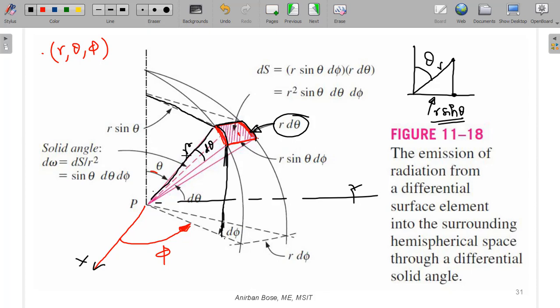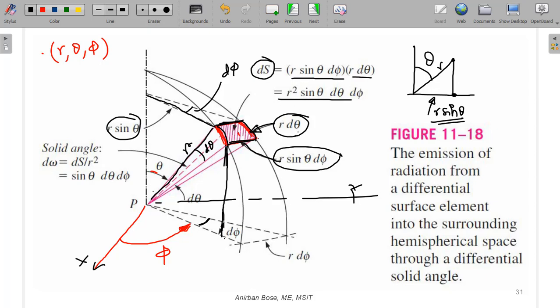Okay, so if this is r sine theta, then what is the small angle subtended? That is d phi. So this length is r sine theta, and this angle is d phi. So what will be this length? This length will be r sine theta into d phi. Okay, so what will be that area? That area is written as dS. That dS is r sine theta d phi multiplied by r d theta, the product of these two. So this is the area.